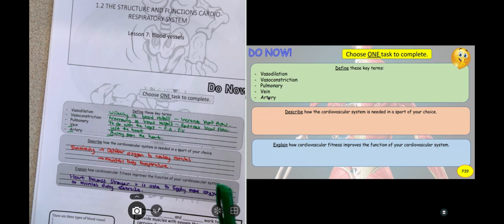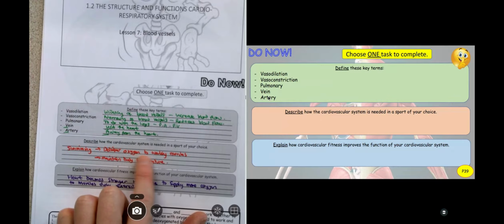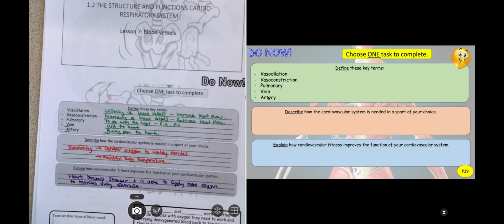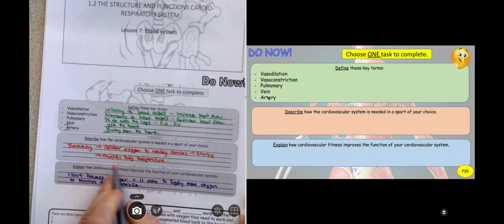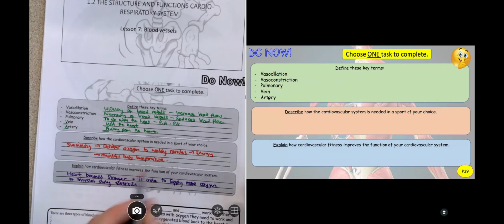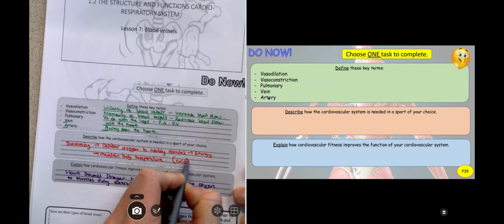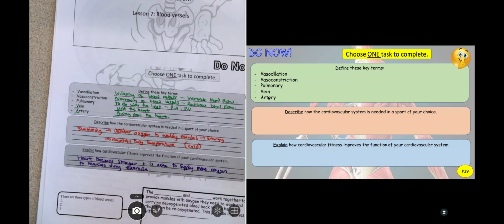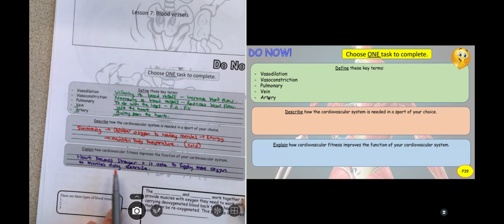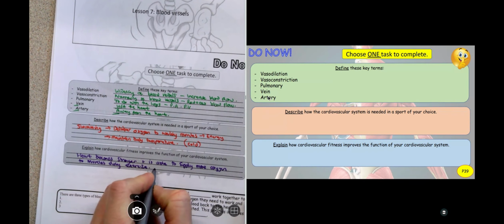An example of a sport where your cardiovascular system is needed: for swimming, I've just identified two functions of the cardiovascular system. One is to deliver oxygen to the working muscles. That is needed for energy. And then another function of the cardiovascular system is to maintain body temperature, maybe in cold water, so that may be an important function. And then lastly, how cardiovascular fitness improves the function of your cardiovascular system. If your heart is stronger, it's able to supply more oxygen to the muscles during exercise. Obviously the benefit of that is it reduces fatigue.